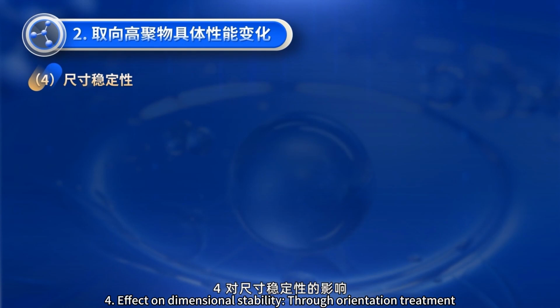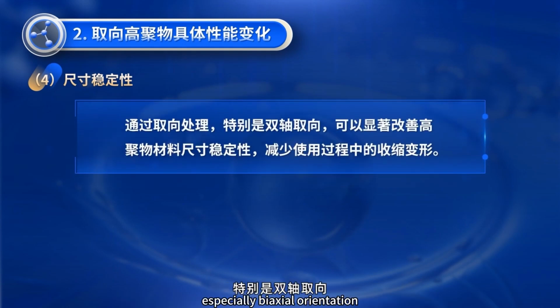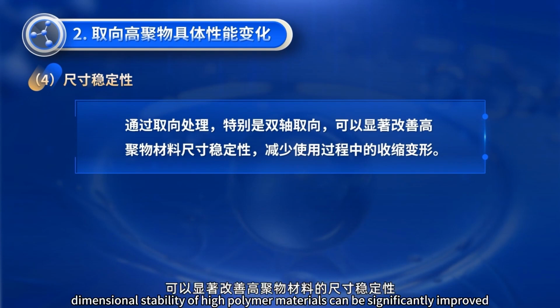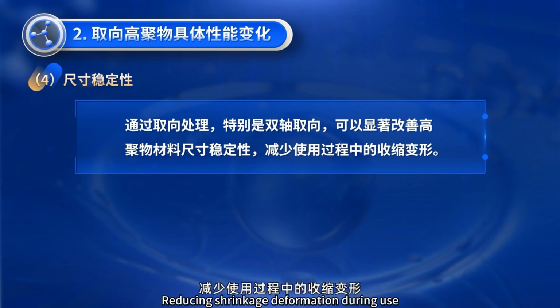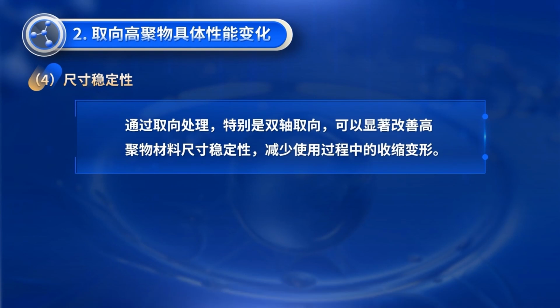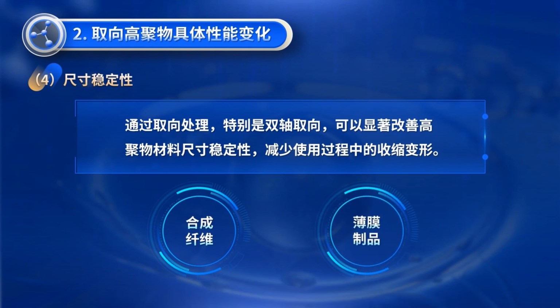Fourth, effect on dimensional stability through orientation treatment. Especially by axial orientation, dimensional stability of high polymer materials can be significantly improved, reducing shrinkage deformation during use. This is especially important for synthetic fibers and film products.